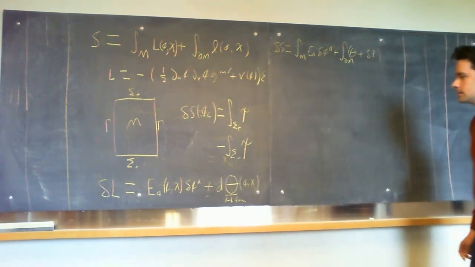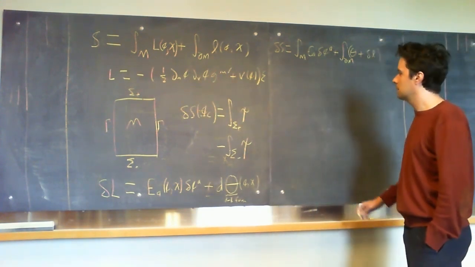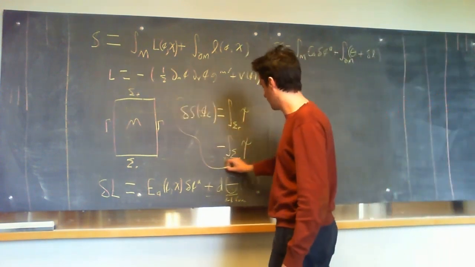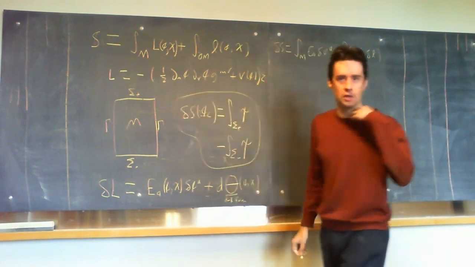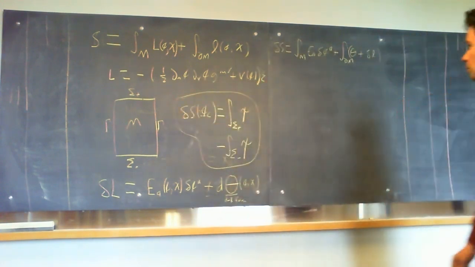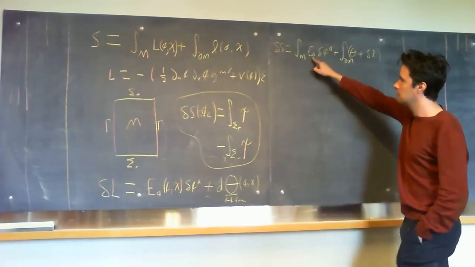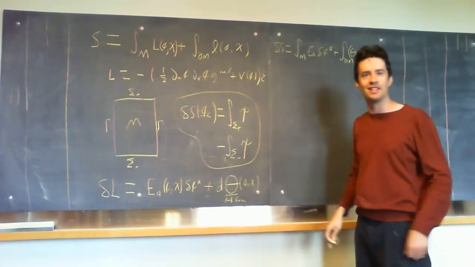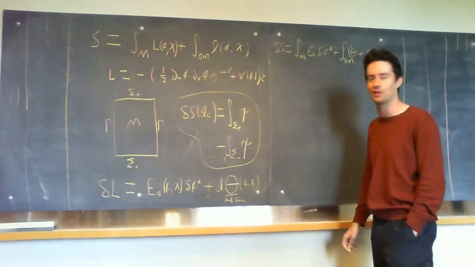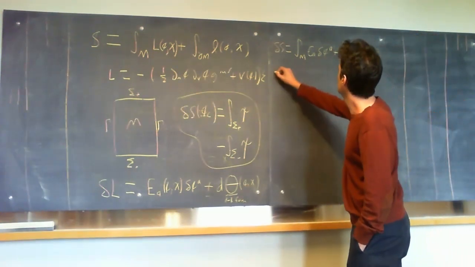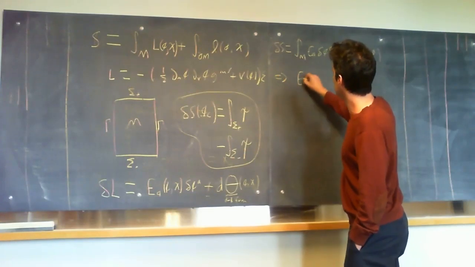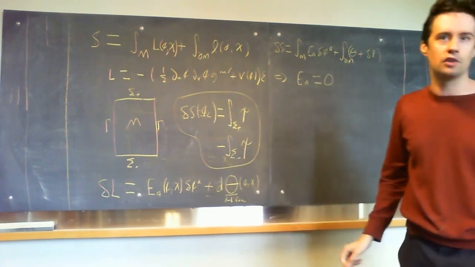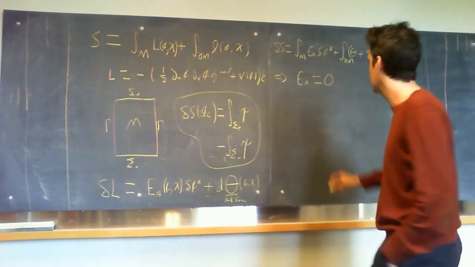Now, let's think about what would need to be true in order for the variation of the action to have the form that we want. The first thing is that E_A is going to have to be 0, because we can vary the dynamical fields independently at every point in the space. This is what we learned as undergraduates. That makes sense because these are just the equations of motion, so that's not very controversial.